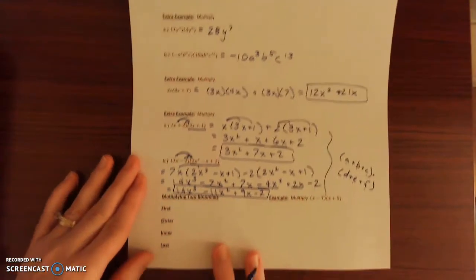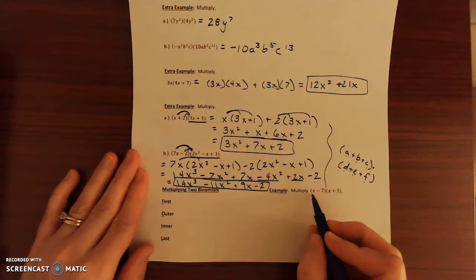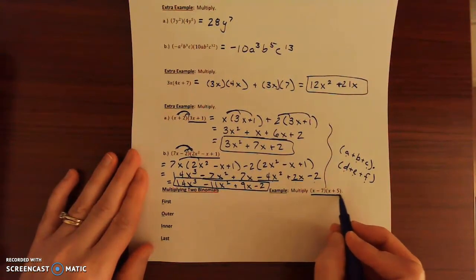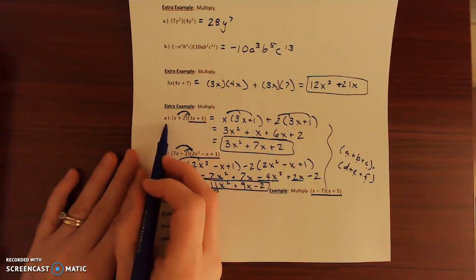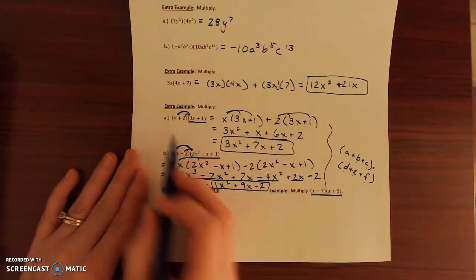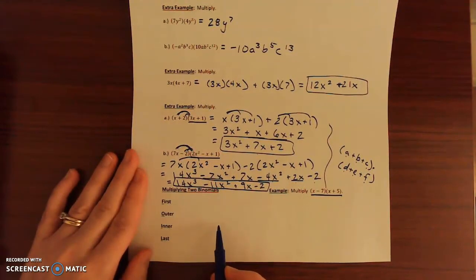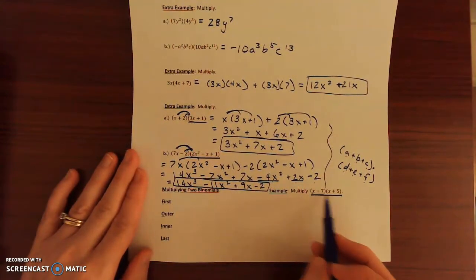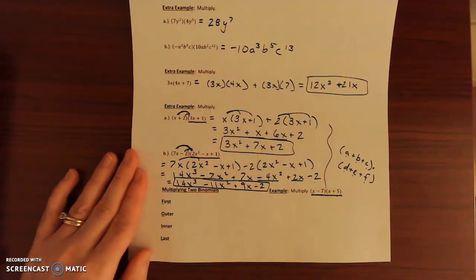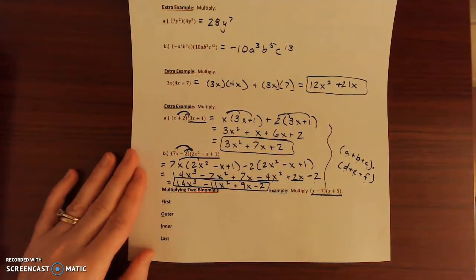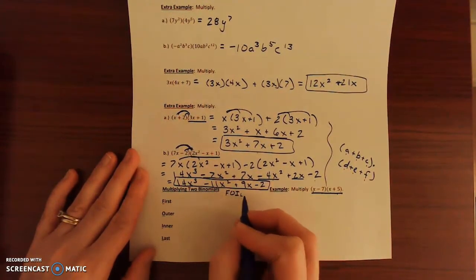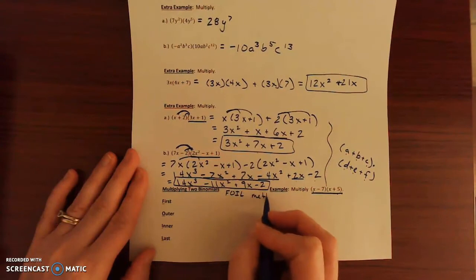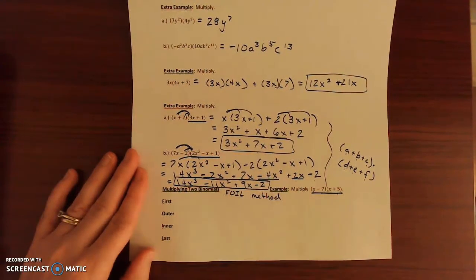All right, but this type, where we have a binomial times a binomial, like we saw in the previous example, example A, comes up so often that we want to all do it in the same order. So we're going to make sure each of these 2 terms gets multiplied with each of these 2 terms, and the order we'll do that in is called the FOIL method, which stands for first, outer, inner, and last.